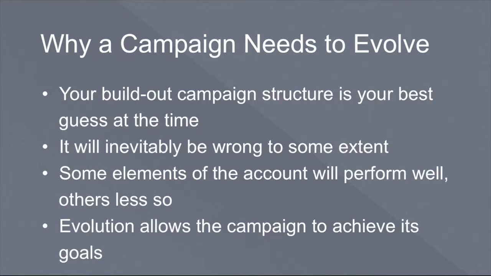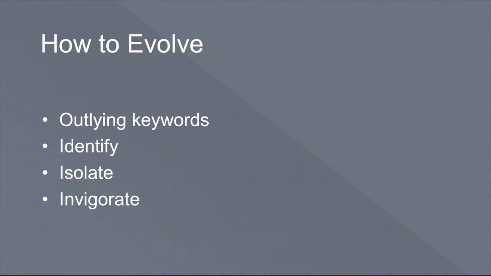So why does a campaign need to evolve? Well, the campaign needs to evolve because when you start it, you build a campaign structure which is your best guess at the time you build it. Inevitably it's going to be wrong to some extent or another. Some elements of the campaign are going to perform really well, others not so much. And evolution is the process by which we give the campaign the breathing room it needs to grow and reach its full potential. And when done right, it will improve efficiency and potentially scale at the same time.